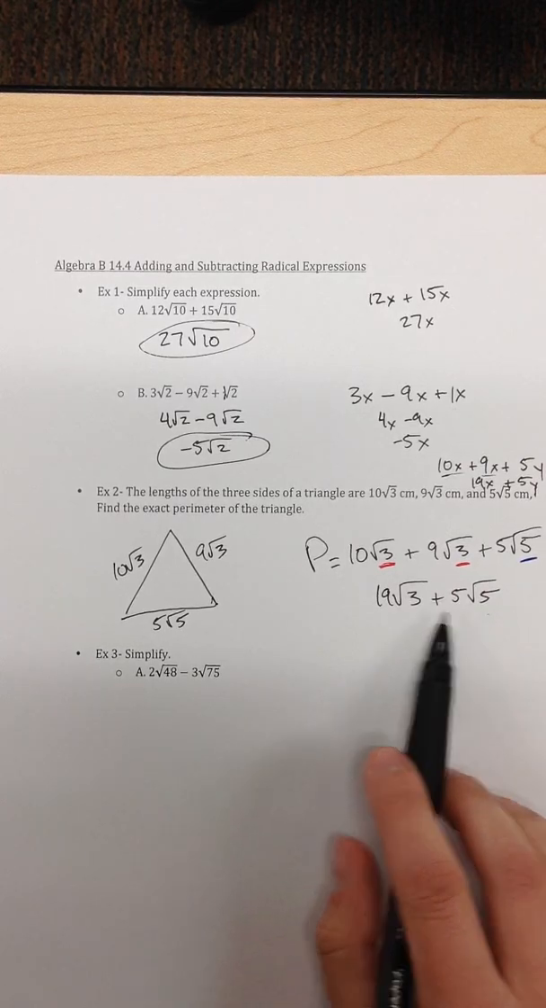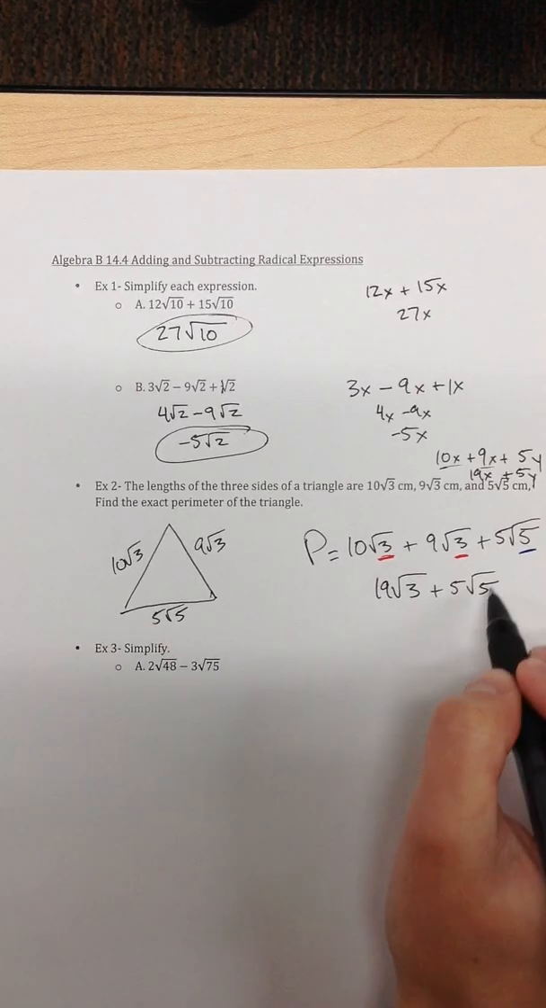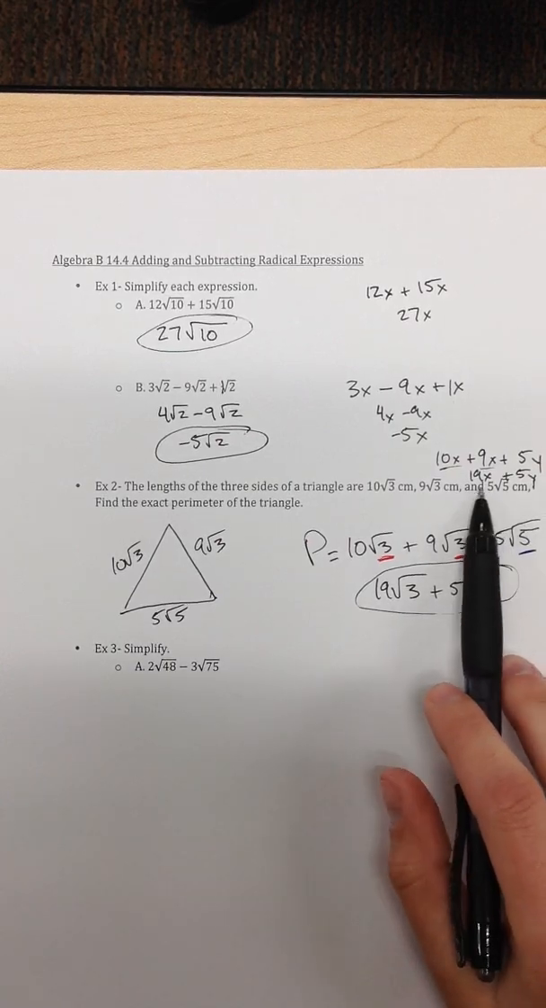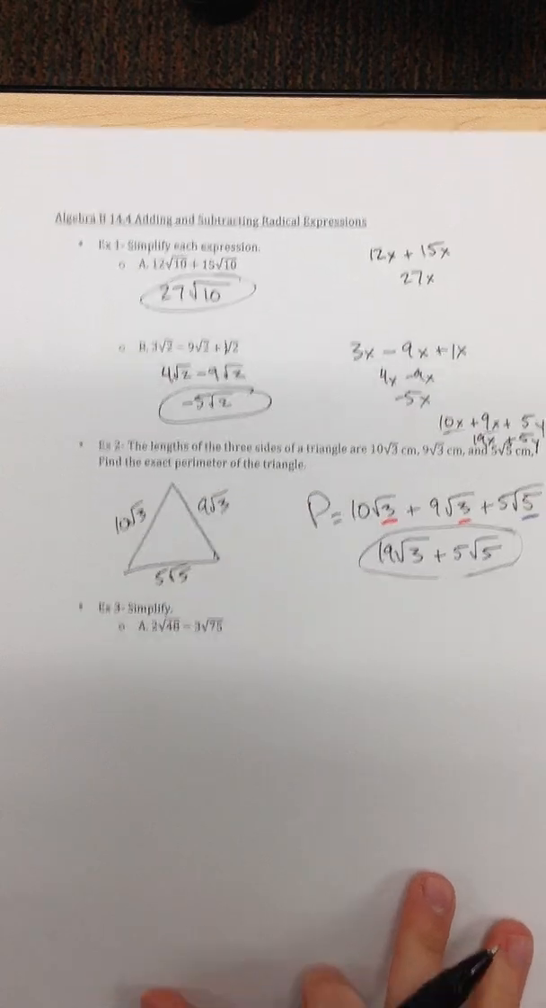If they were all 3's under the square root, then yes, you could add them, but here they aren't. So that's just your answer. You can't go any further than that. Think about it like having variables with different letters. Same concept.